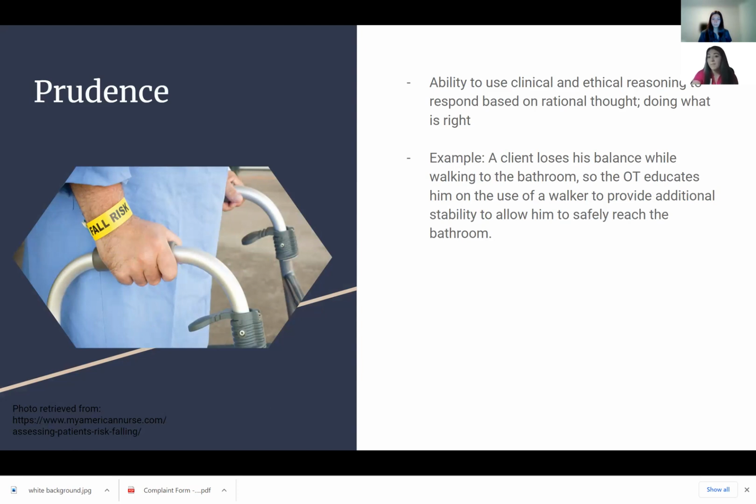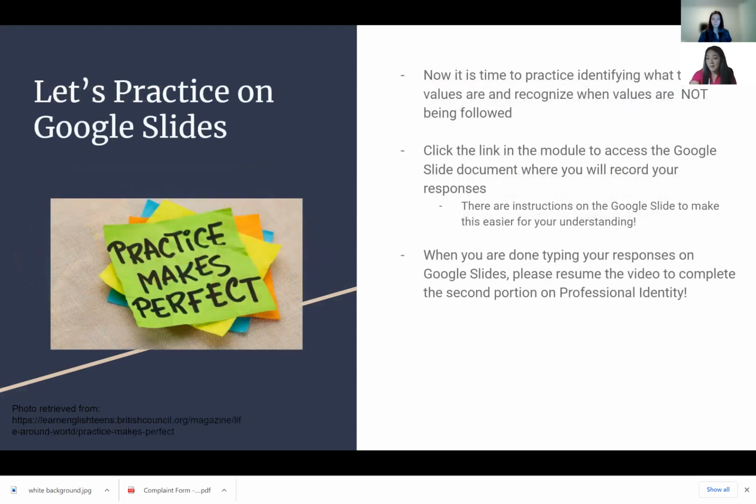And it's important to remember these core values because now we are going to practice on Google Slides. So you can click the link in the module to access the Google Slide document where you will record your responses. There are instructions on the Google Slide, but I can also explain them briefly right now. So what you will do is create a new slide once you are on the Google Slide document, and the title will be your name.